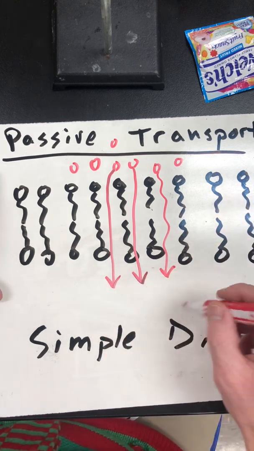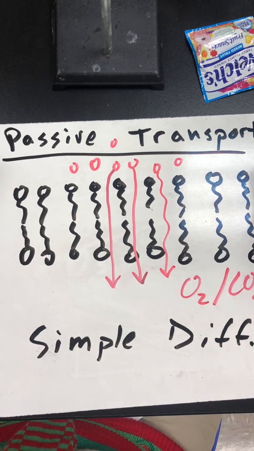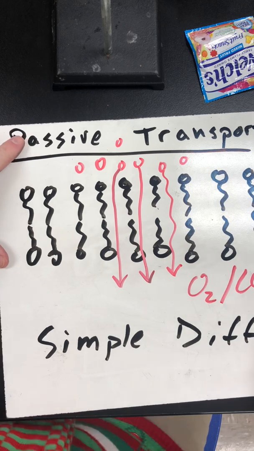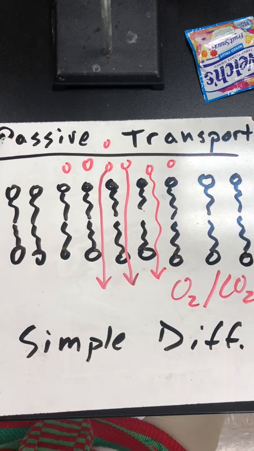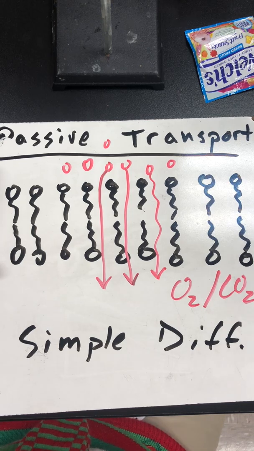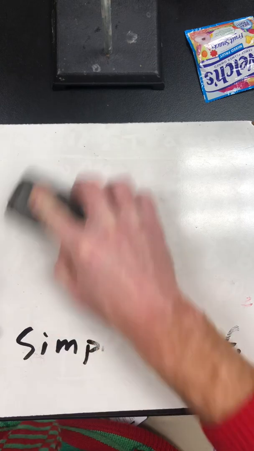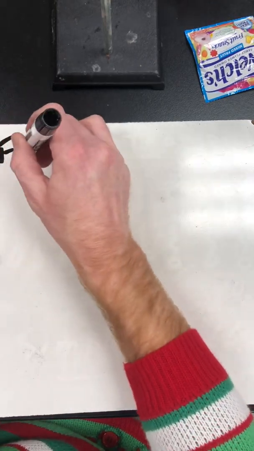So oxygen, O2, and carbon dioxide are both going across the cell membrane through simple diffusion, okay? Without needing a protein, without needing any energy from the cell. Okay, that one's pretty simple. That was like our food coloring. When I put the food coloring in the water, it spread itself out. The other type of diffusion is called facilitated diffusion.